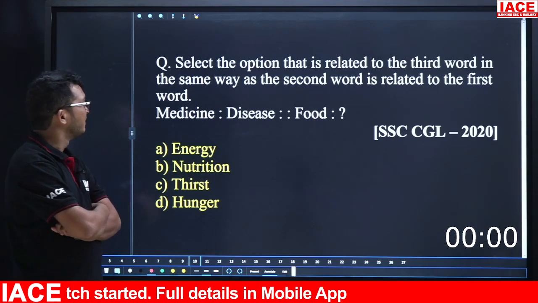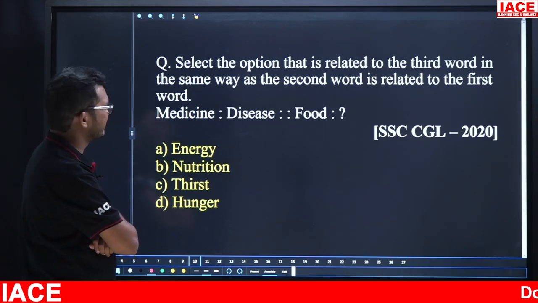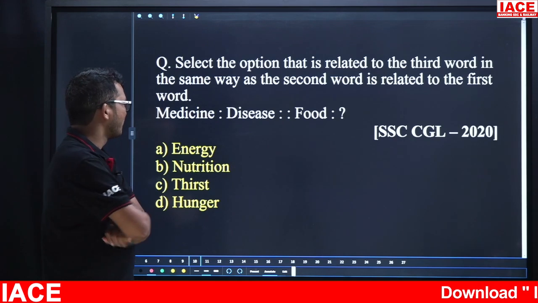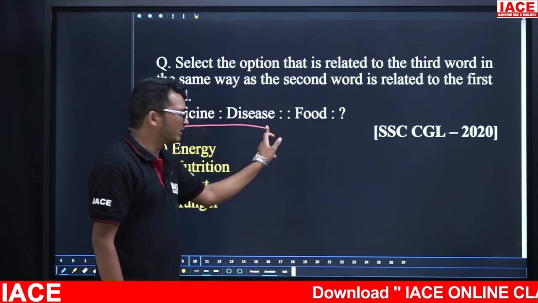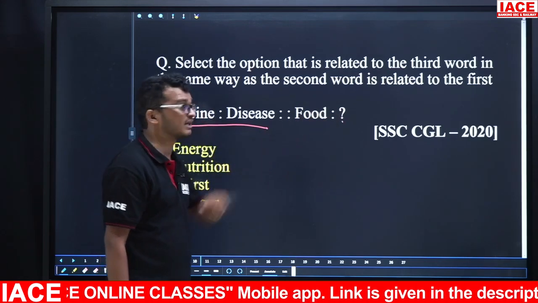Yes, time up. Here the question is: select the option that is related to the third word in the same way the second word is related to the first word. So when these two are related based upon one feature, in the same manner we are going to replace the question mark.